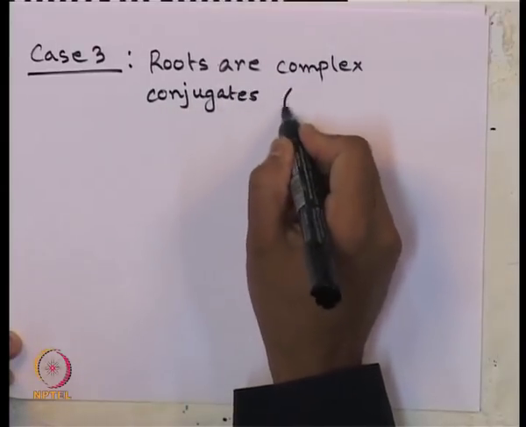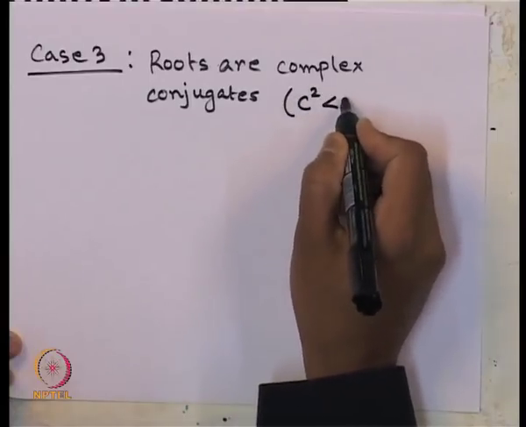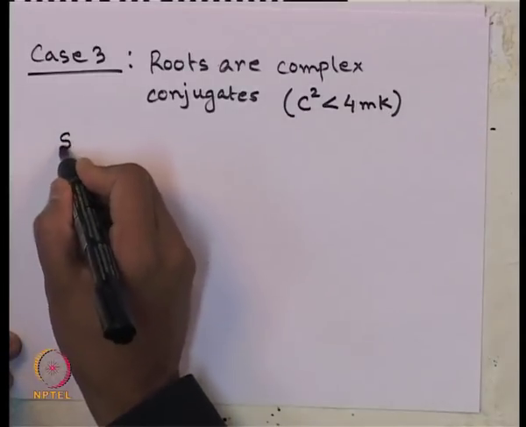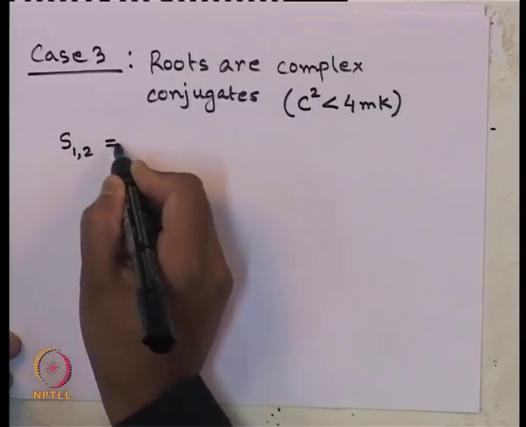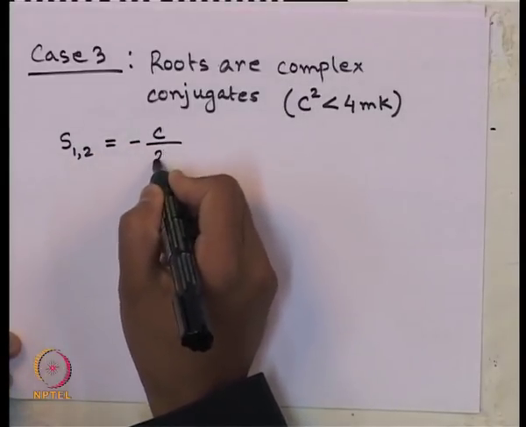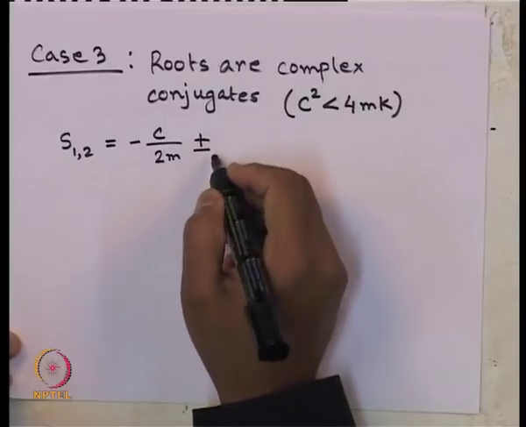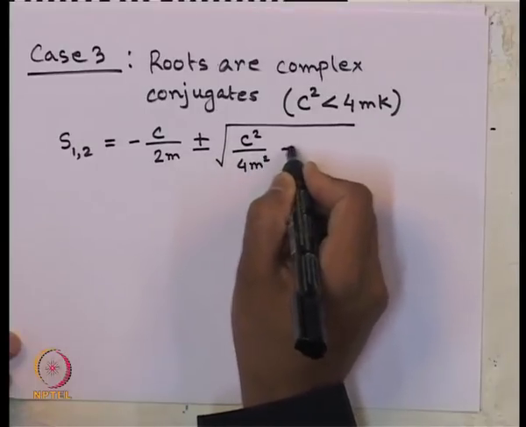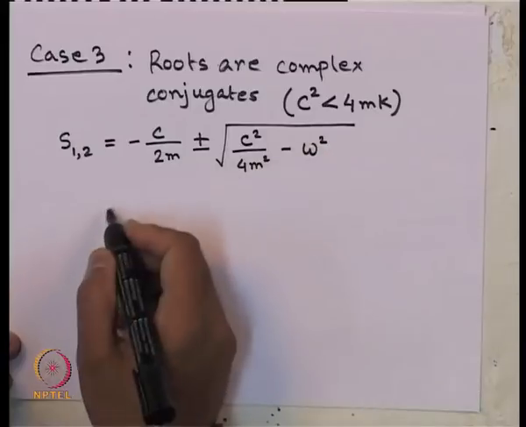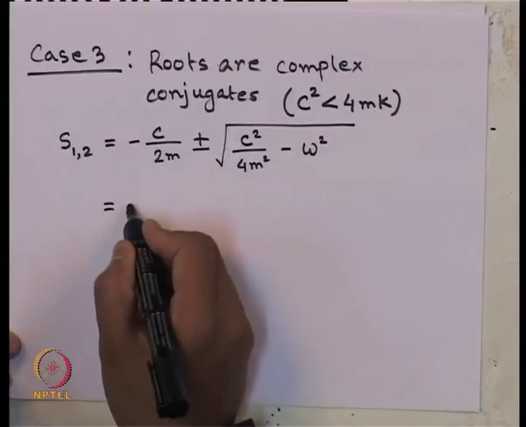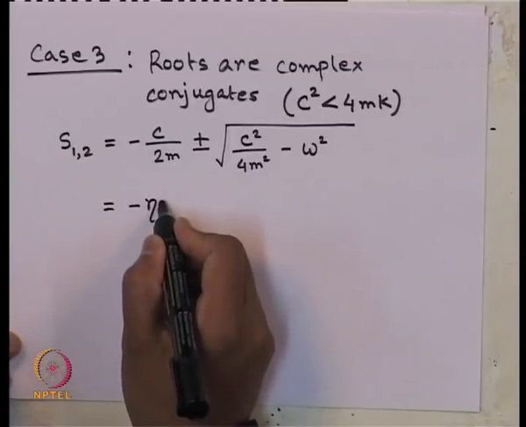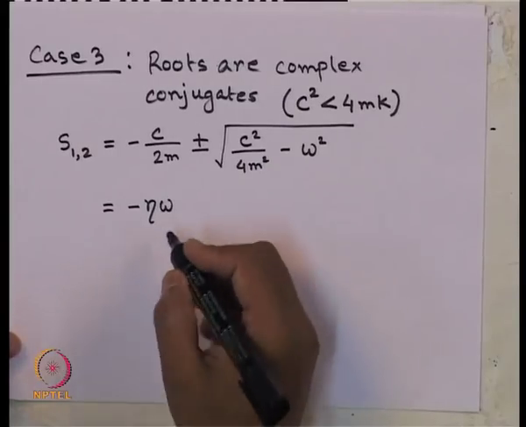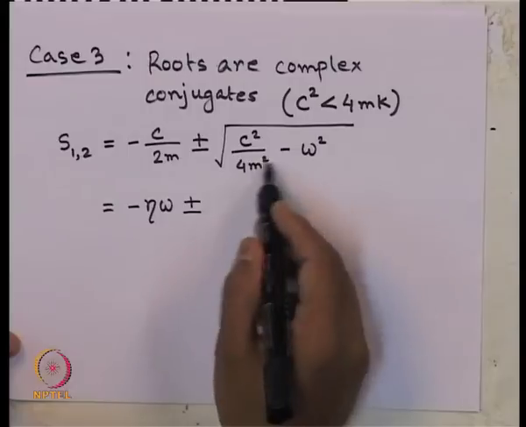The condition we have is c square should be less than 4 m k. Now, the roots we had, s1 and s2, are minus c by 2 m plus minus root over c square by 4 m square minus omega square, which we can now express using our damping ratio eta. So, this is minus eta omega, as we have done for the previous case also, plus minus. Now, this is a negative term.